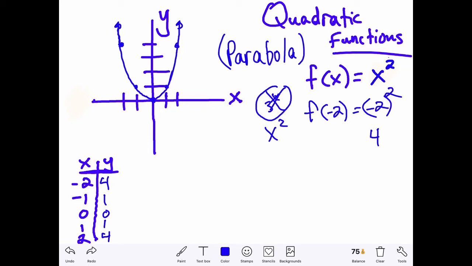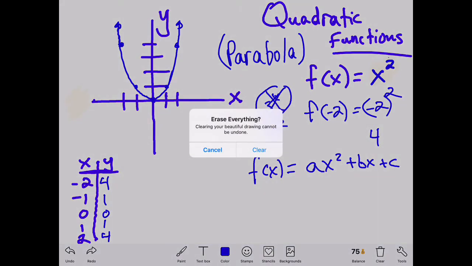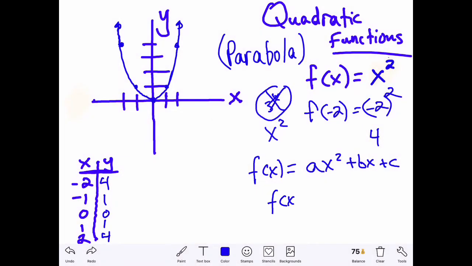And eventually we'll go to f of x equals ax squared plus bx plus c. However, we're just going to start with f of x equal to ax squared, but in this case just x squared, with a being 1. And that's again what's called our parent function.